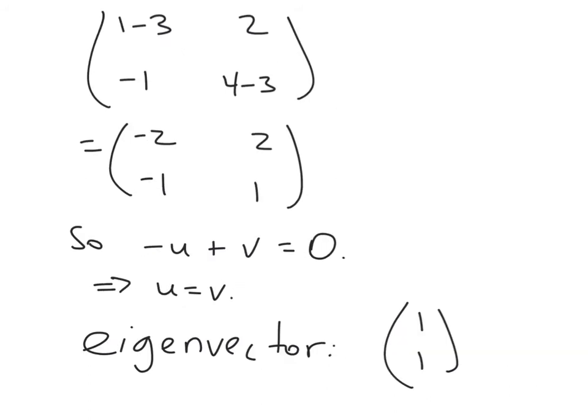So now we need to do this process again. For the other eigenvalue, we plug it into [1 minus lambda, 2; negative 1, 4 minus lambda], and we get [negative 2, 2; negative 1, 1]. This is also very clearly a singular matrix. 2 times this second row is this first row. And so we need (u, v) to satisfy negative u plus v equal to 0. And so that just means u equals v, and our eigenvector is the (1, 1) direction.